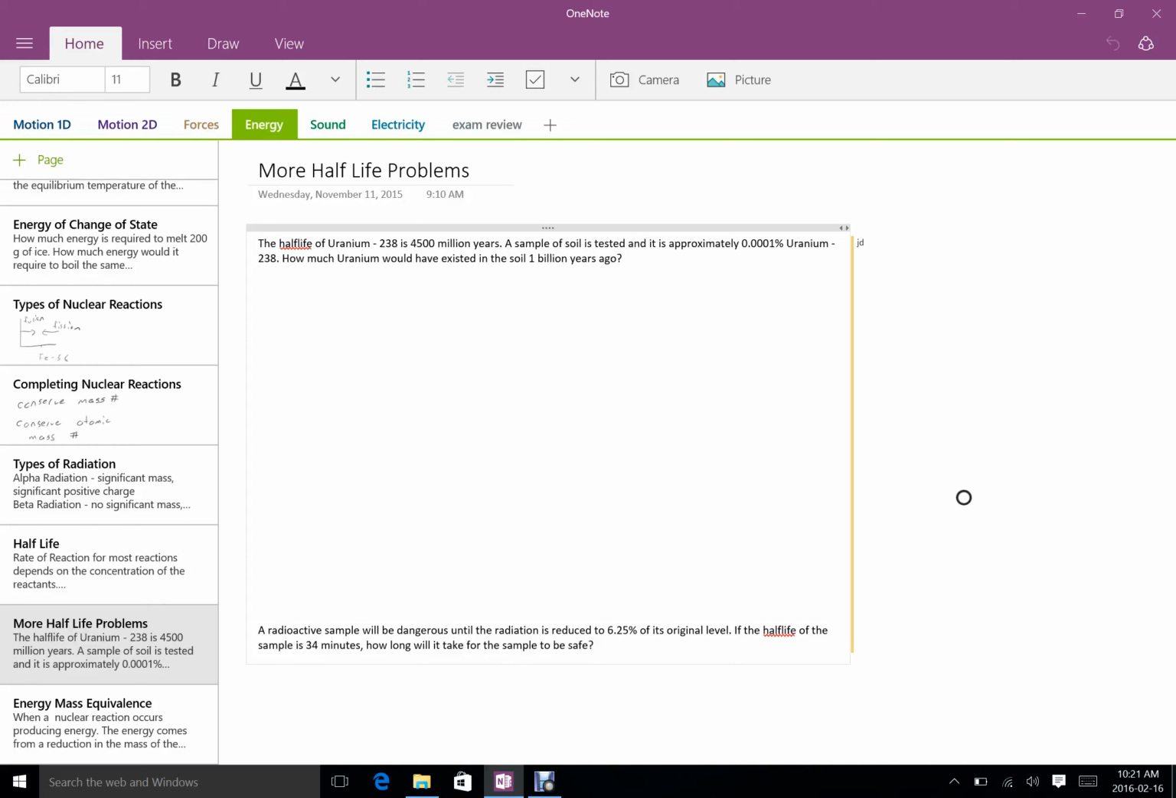Okay, this is going to be a quick couple examples for some half-life problems. The half-life of uranium-238 is 4,500 million years, so uranium-238 doesn't decay all that quickly. A sample of soil is tested and is approximately 0.0001% uranium-238. How much would have existed a billion years ago?